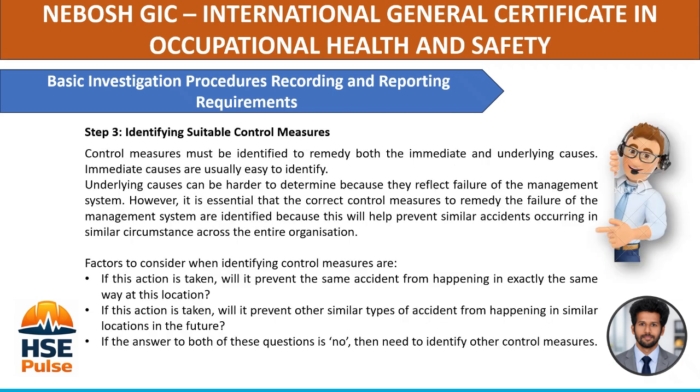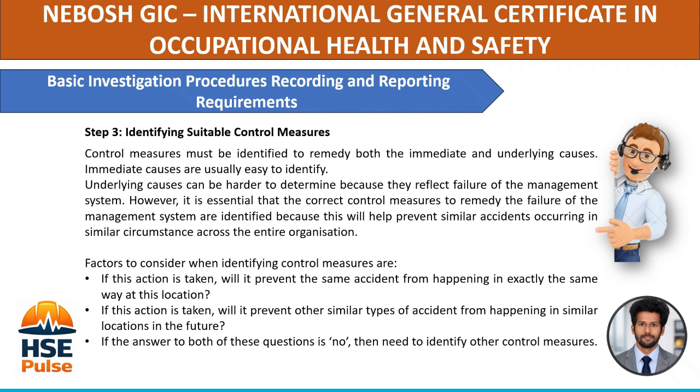Step 3, identifying the suitable control measures. Control measures must be identified to remedy both the immediate and root causes. Root causes and underlying causes carry the same meaning; underlying causes is just another term for root causes. Immediate causes are usually easy to identify. If there is a spill of oil on the floor, clean it up, and if the guard is missing from the machine, we can reattach it.